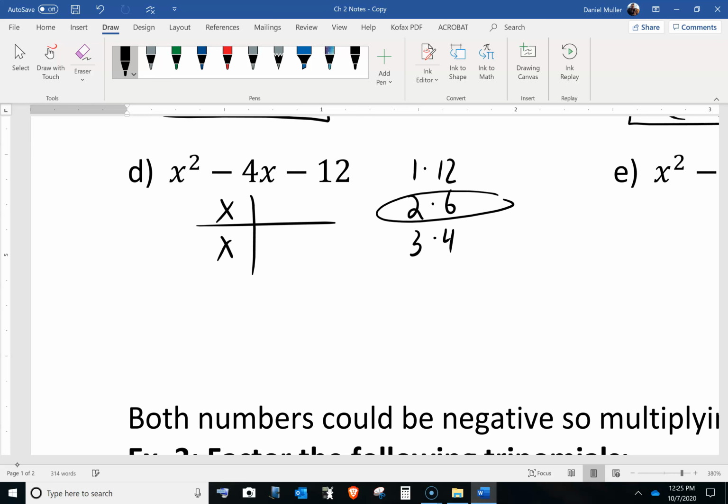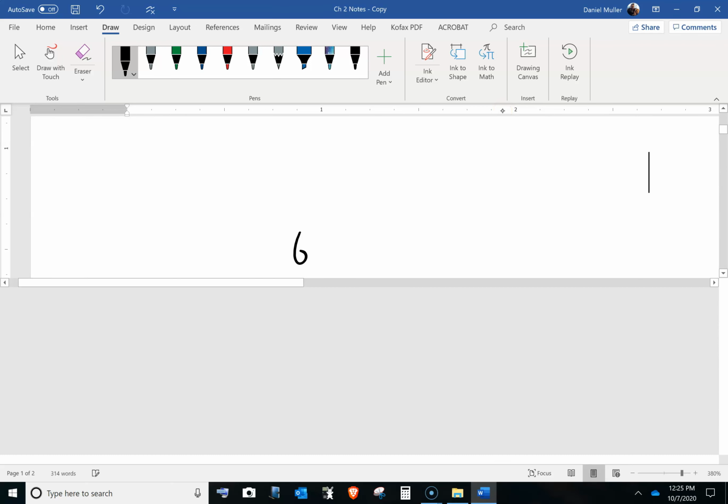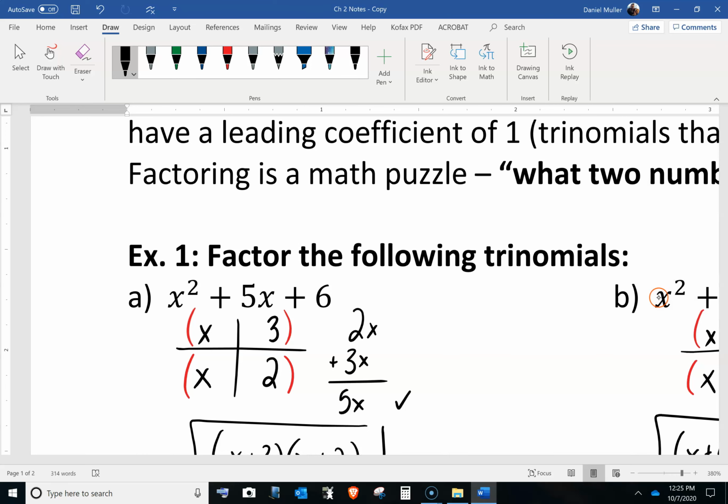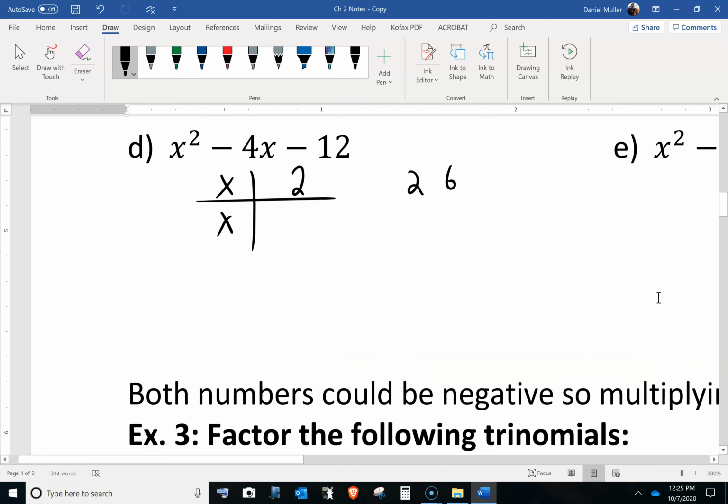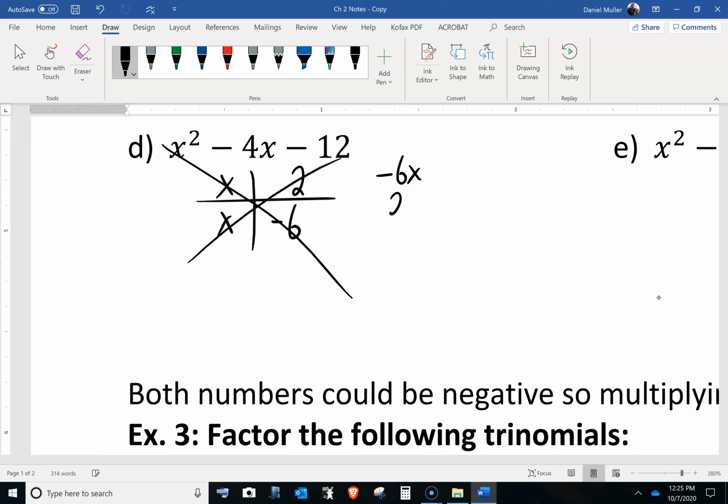And yes, I can if I use those. So I can use 2 and 6. Now, the only way for me to get -4 would be to subtract the 6. So 2 minus 6 would get me -4. Okay, so I'll put the negative there. I'll take a look. My diagonal's there. -6 times x is a -6x. X times 2 is a 2x. And if I add those, I have a -4x. All right, so -4x. That's what I needed. That is my middle term.